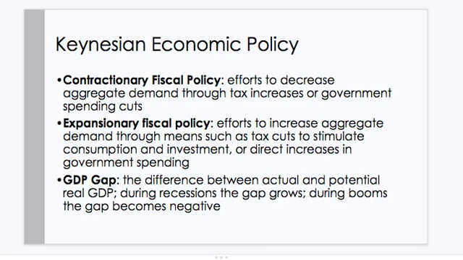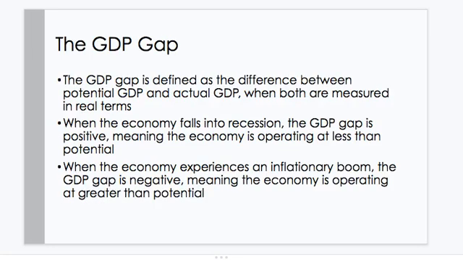GDP gap, the difference between actual and potential real GDP. During recessions, the gap grows. During booms, the gap becomes negative. The GDP gap is defined as the difference between potential GDP and actual GDP, when both are measured in real terms. When the economy falls into recession, the GDP gap is positive, meaning the economy is operating at less than potential. When the economy experiences an inflationary boom, the GDP gap is negative, meaning the economy is operating at greater than potential.